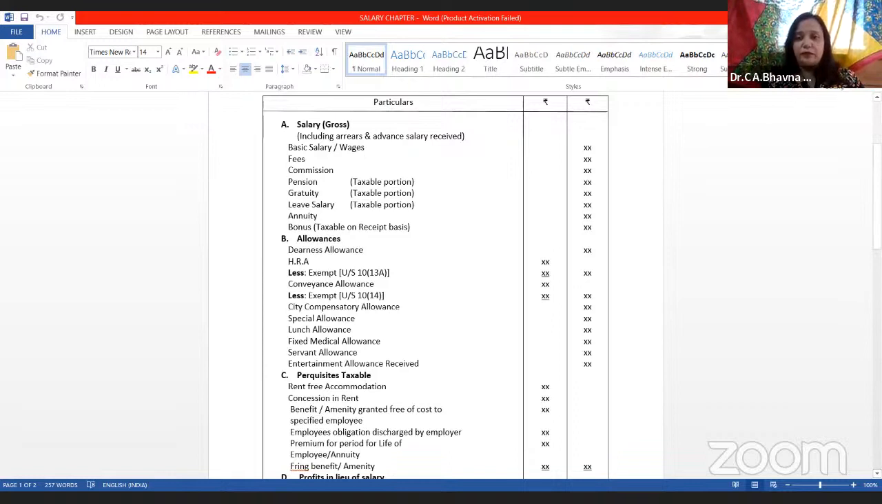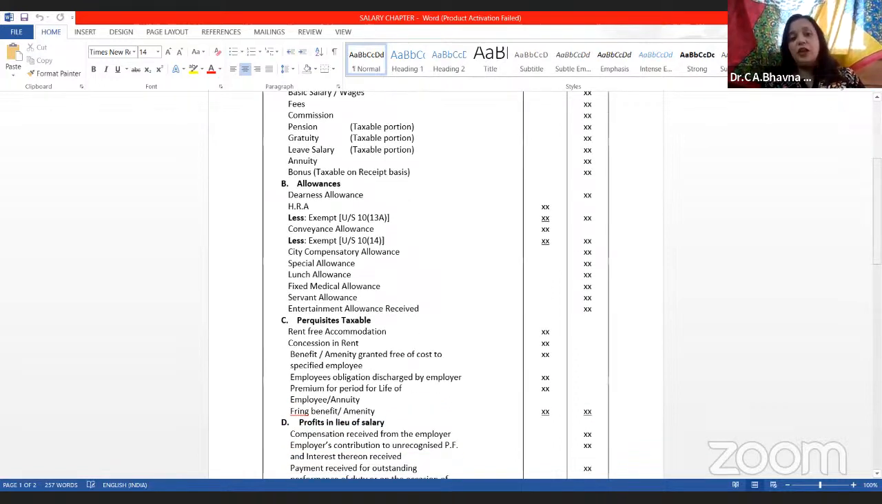Moving ahead, the perquisites. Perquisite means whatever non-monetary benefit you get. If you get any non-monetary benefit, like a house to live in, the good news is that they will give you the amount and say that this much amount is taxable. You don't have to do the calculation. Any concession in rent. Any benefit or amenity granted free of cost to the specified employee.